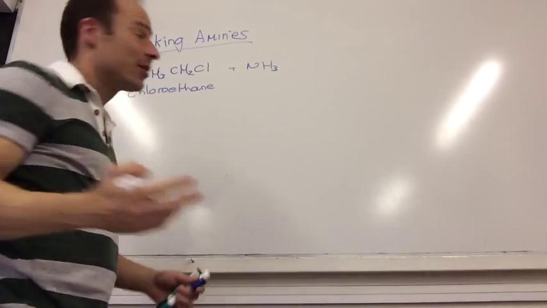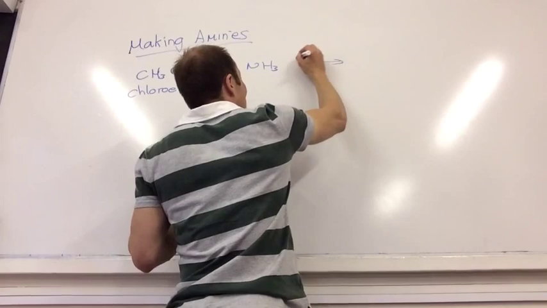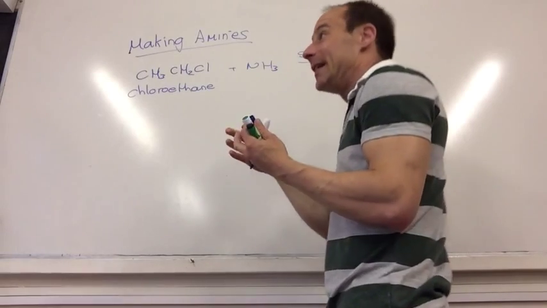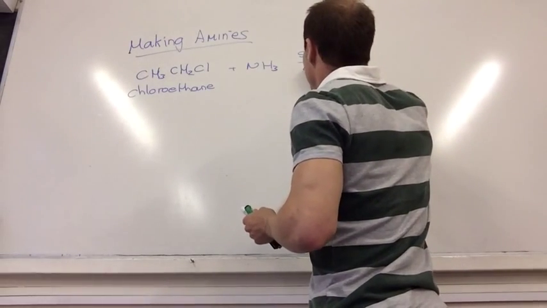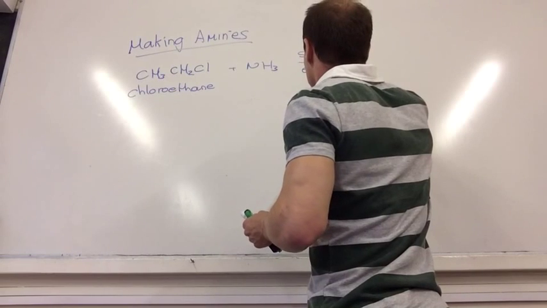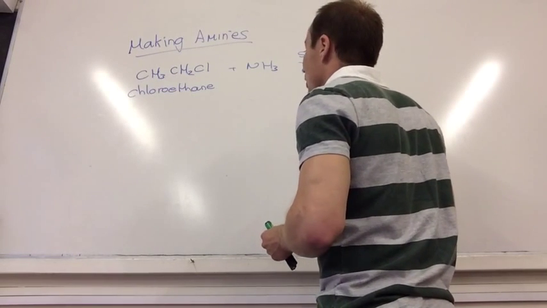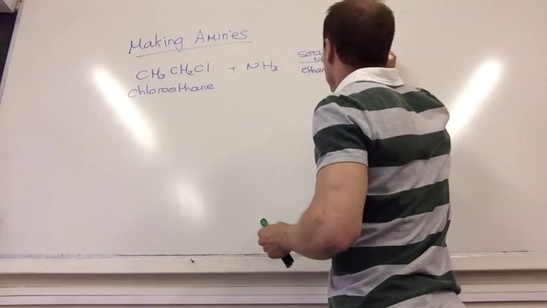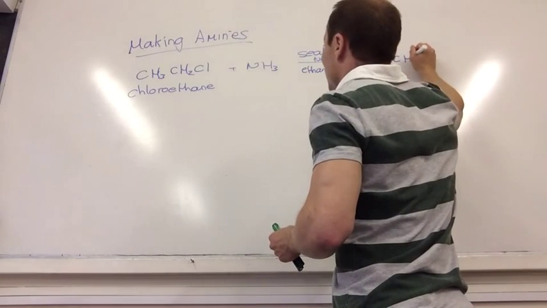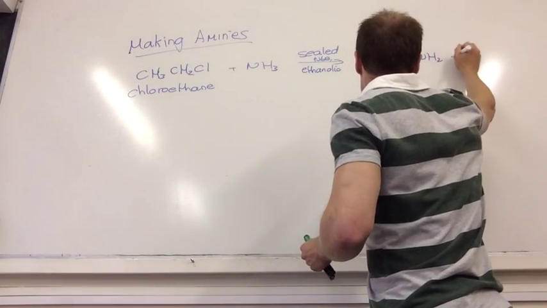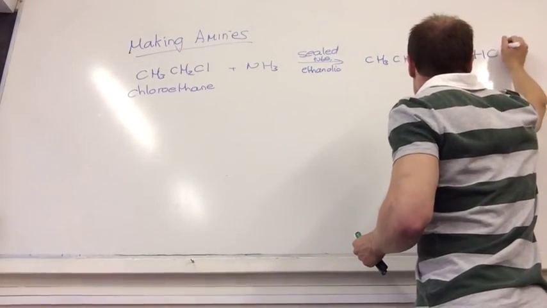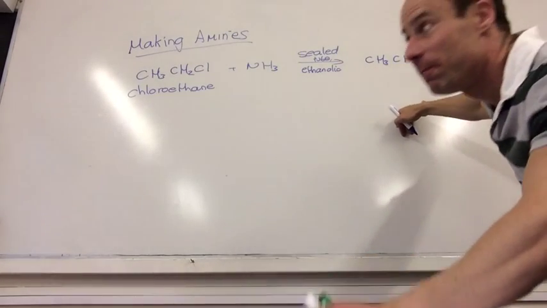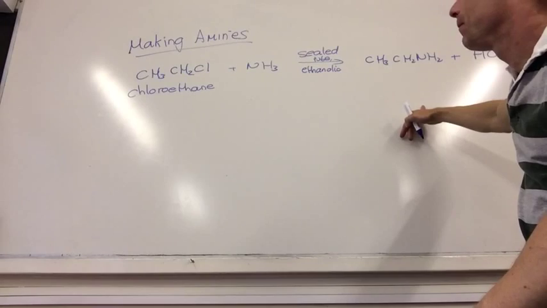Now ammonia is a gas, so I do this in a sealed tube. So I put them together in a tube and seal it. And I also have ethanol in there, so I call it ethanolic solution. And I replace the chlorine with the NH2 group, and I also make HCl. Can anybody see one first problem with that?